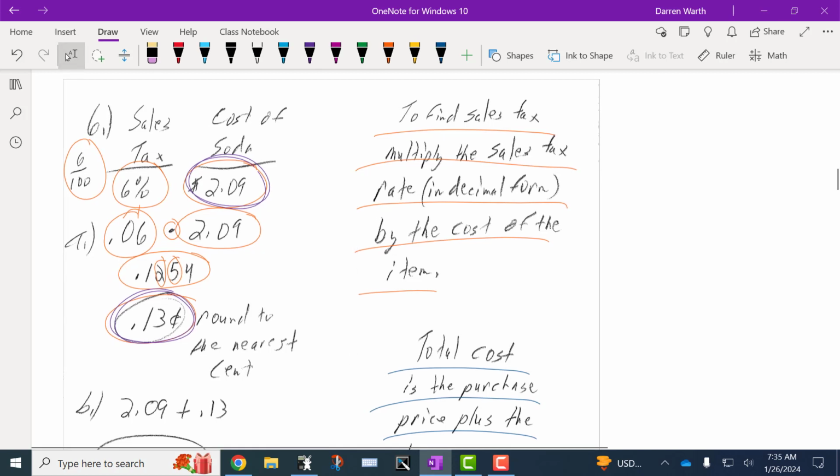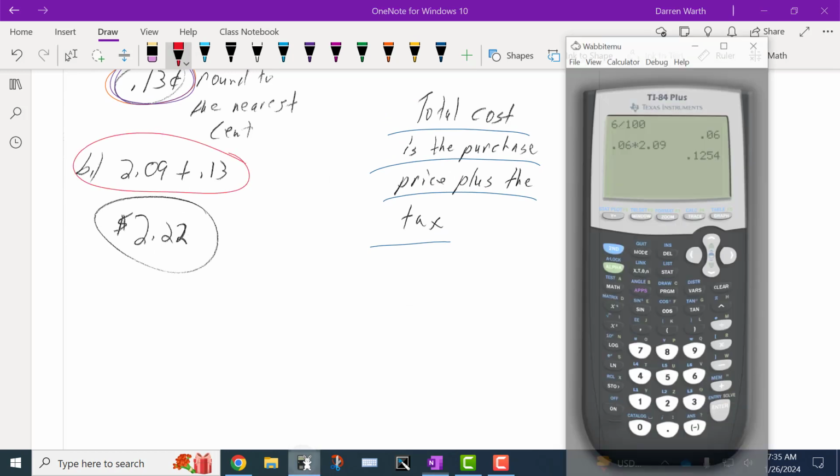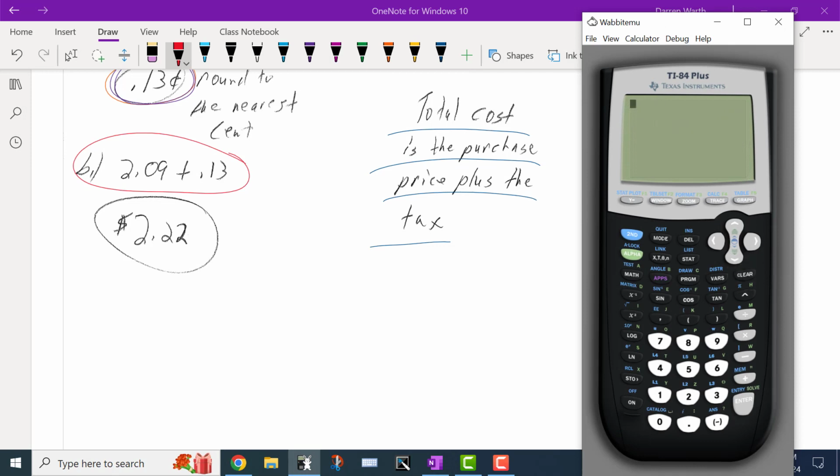So I'm going to go ahead and add those two numbers together to find the total cost. So I'm going to take $2.09 plus 0.13 to find the cost of the soda with the tax. So I take 2.09 plus 0.13, and that answer comes out to be $2.22.